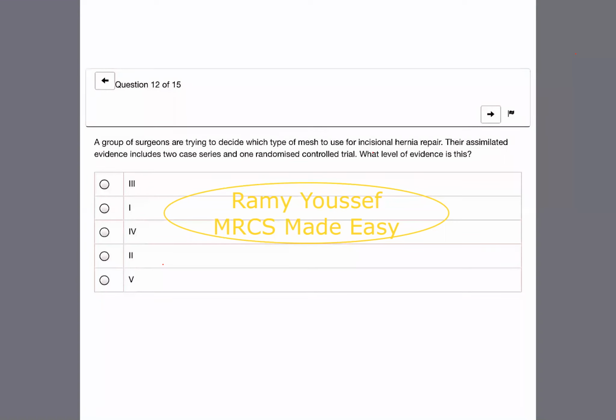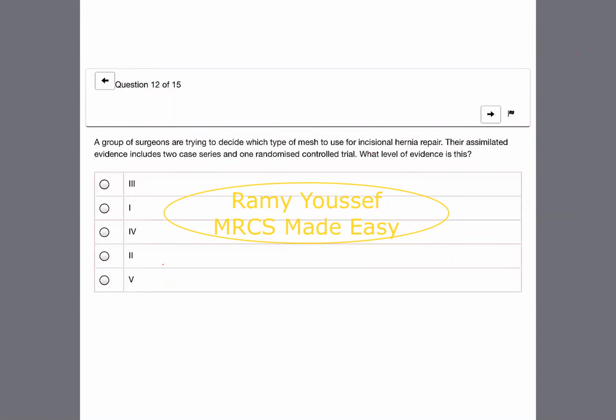A group of surgeons are trying to decide which type of mesh to use for incisional hernia repair. Their assimilated evidence includes 2 case series and a non-randomized controlled trial. Which level of evidence is this? Level 3, level 1, 4, 2, and 5. Level 2. Not sure. Why level 2? I think so. I don't know. I guess.